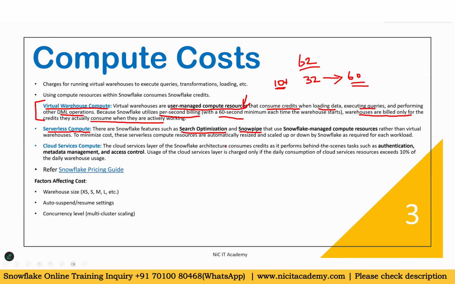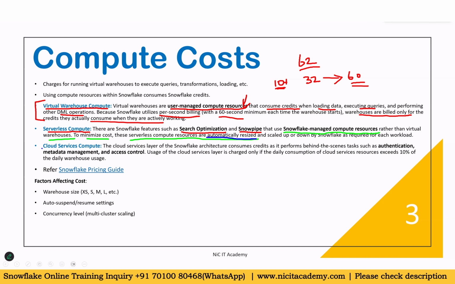Whatever backend process we have, it will not take our compute, the virtual warehouse. It will take serverless compute. Serverless means Snowflake will have the compute, Snowflake managed. So these are Snowflake managed compute resources rather than virtual warehouses. To minimize the cost, these serverless compute resources are automatically resized. So who will resize? Snowflake will resize automatically. This automatic resizing is very important here.